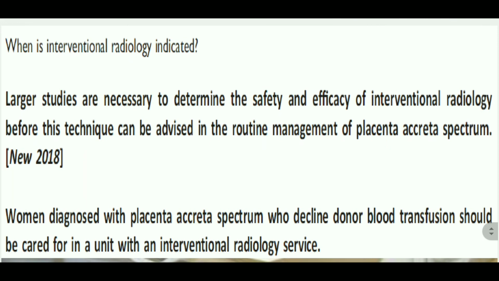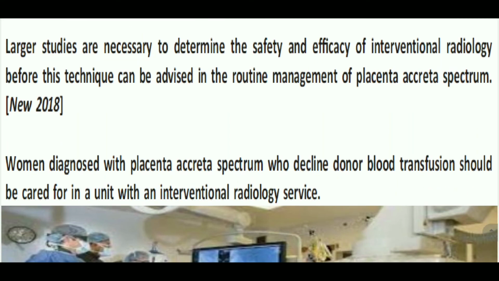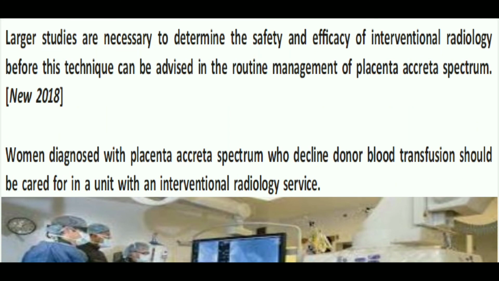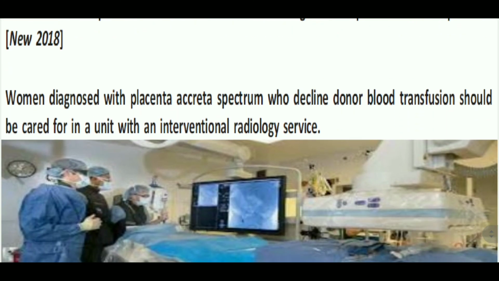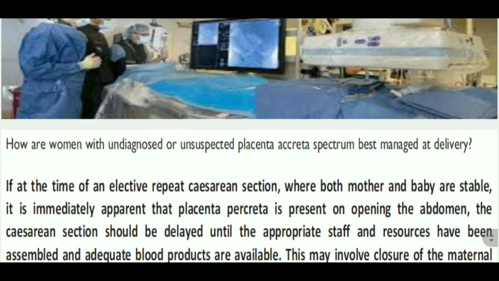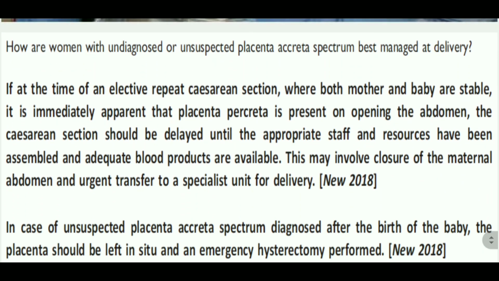Now, when does the role of interventional radiology come? It's written that large studies are necessary to determine the safety and efficacy of interventional radiology. But it's also written that women diagnosed with placenta accreta spectrum who decline blood transfusion should be cared for in a unit with an interventional radiology service, meaning they can get benefit. Now, how can these women with diagnosed or unsuspected placenta accreta spectrum be best managed at delivery?